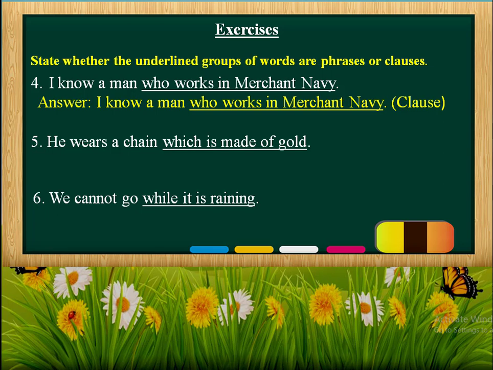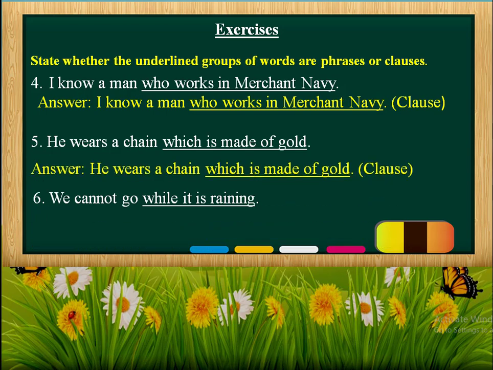Number 5. He wears a chain which is made of gold. Is it a phrase or clause? Which is made of gold? The answer is, which is made of gold is a clause.